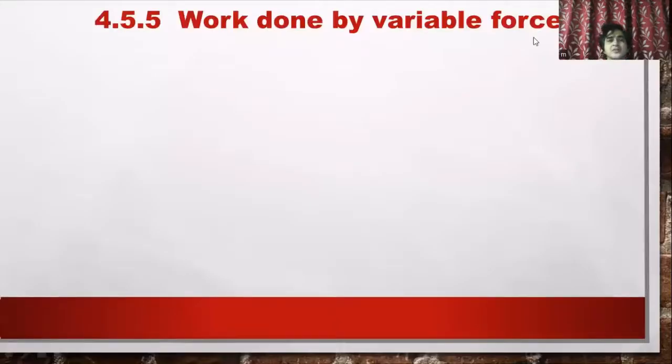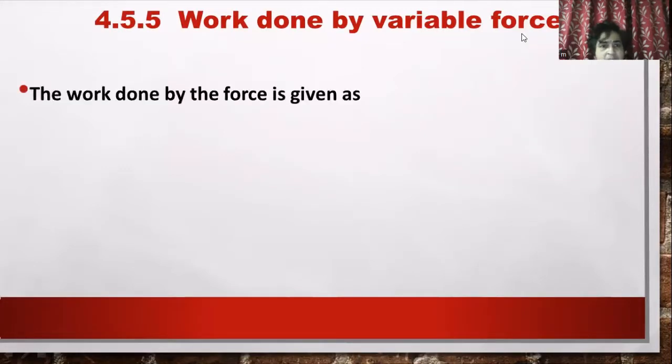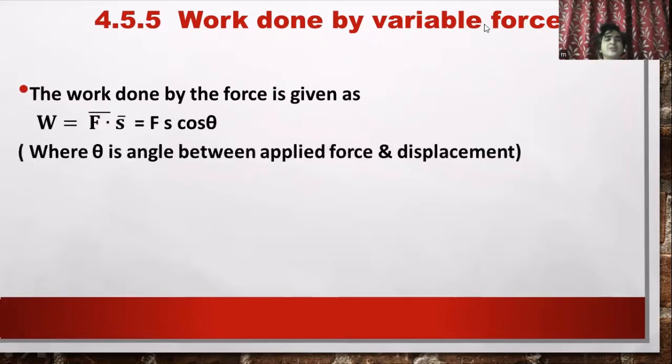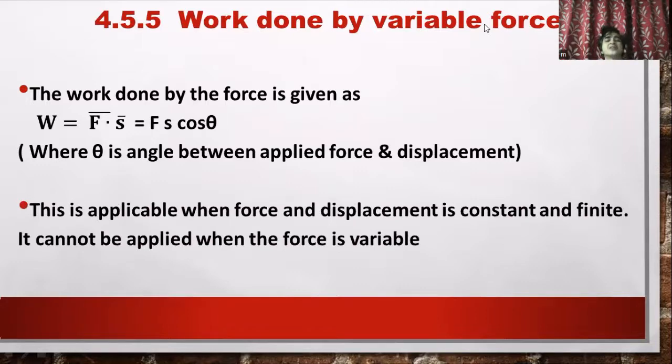Now let us learn something about work done by a variable force. Work done by a force, formula we know: W is equal to F dot s, that is F s cos theta. Here the force and displacement are constant and finite. Theta is the angle between vector F and vector s. This formula will not be readily applicable when the force is variable. So what we will have to do is, we will have dW is equal to F dot ds and then integrate.